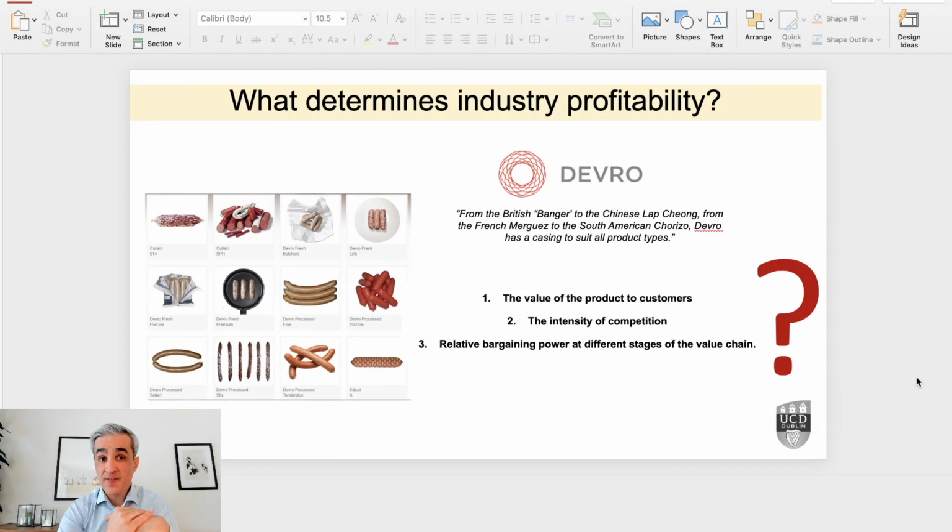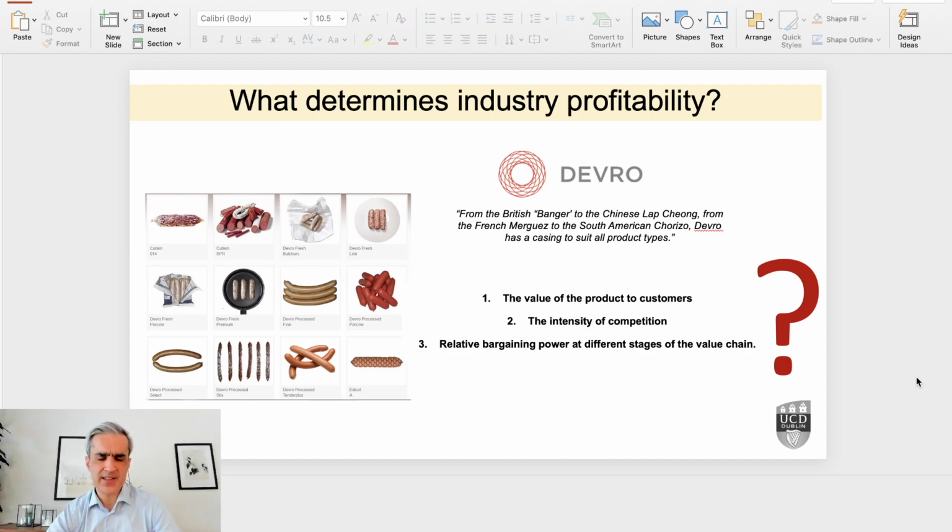So let's look at a few examples just to see how these three basic principles that we have identified work, in order to analyze the value you can extract out of your product in a given industry. Let's start with this example here. Let's talk about the sausage casing industry. So you have an example here of a company called Devro.